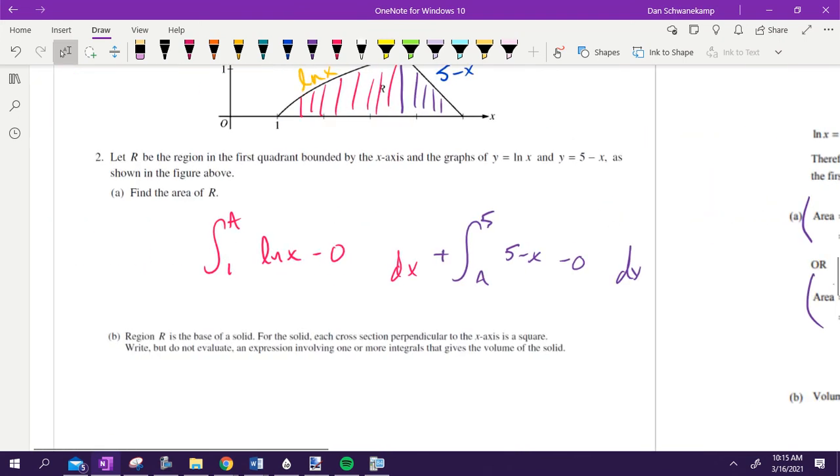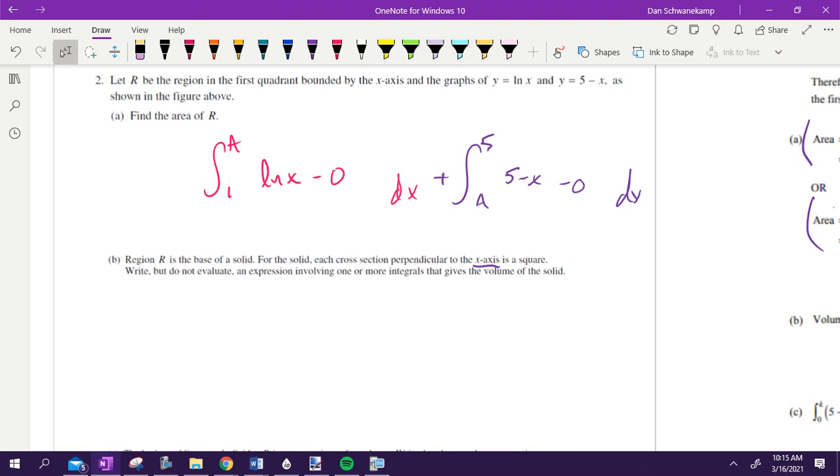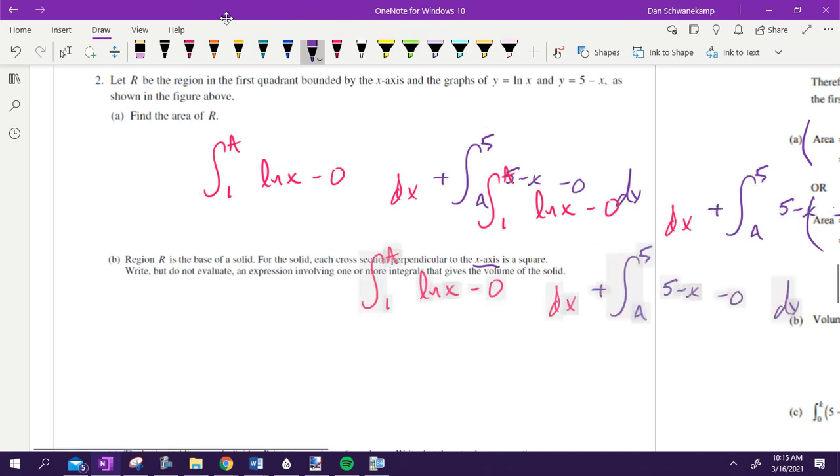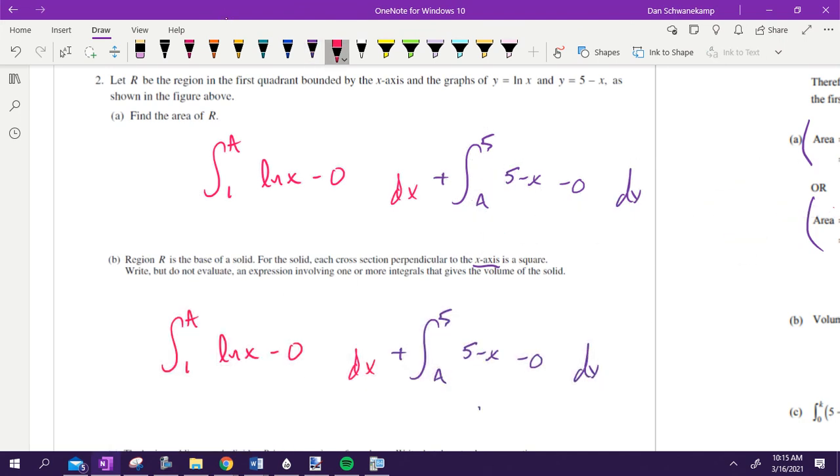Second one. Everything's the same. The R is still the base. Now our solids are perpendicular to the x-axis, and we got squares. We're trying to find, write but not evaluate, the volume. The answer to this question is exactly like this one. The only difference is we've got squares.